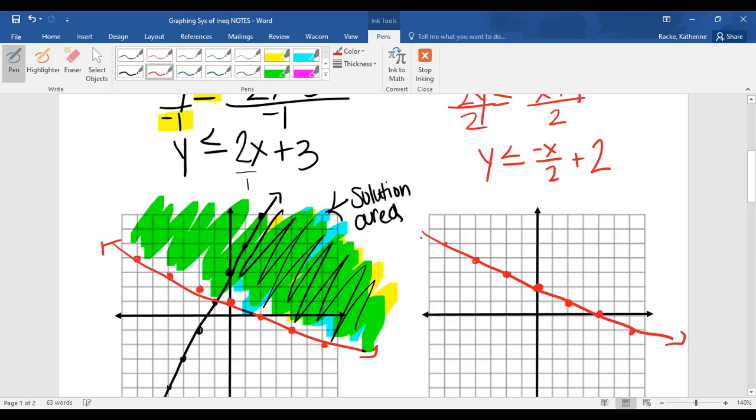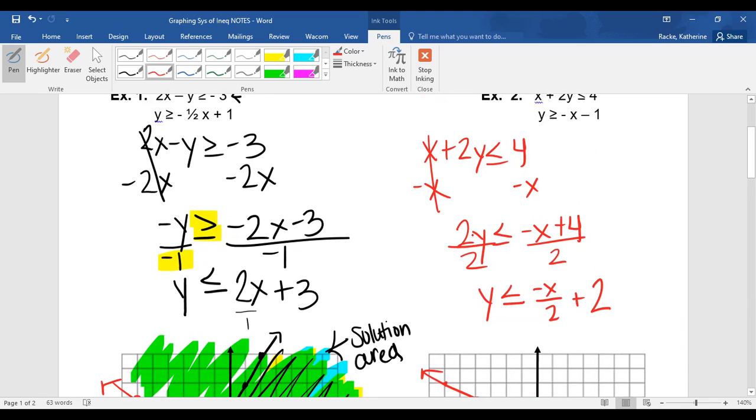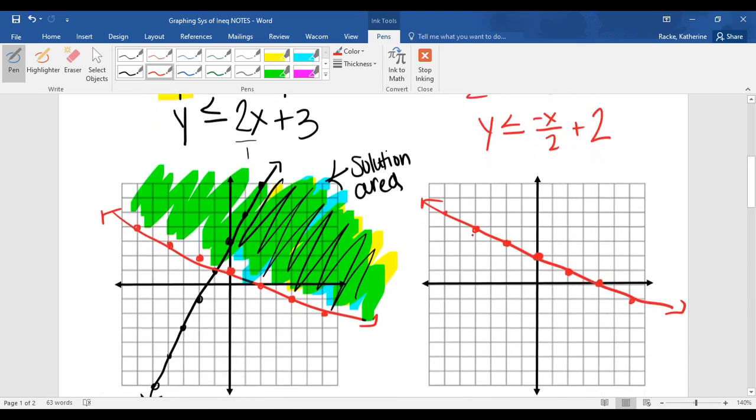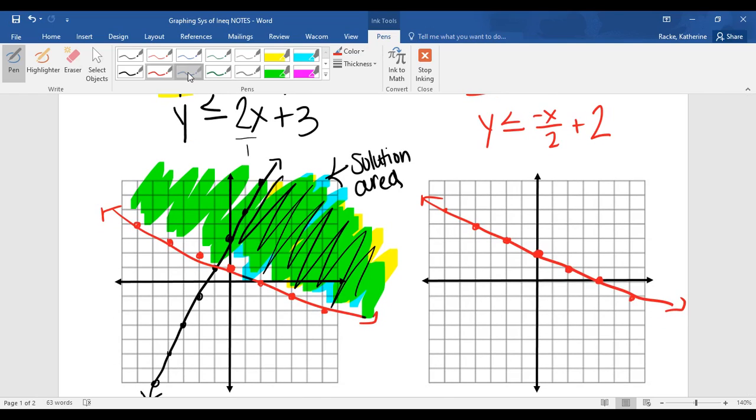Connecting my dots. Now I need to graph the second equation, which is starting at -1, and my slope is negative x, so that is -1 over 1, so going down 1 over 1.